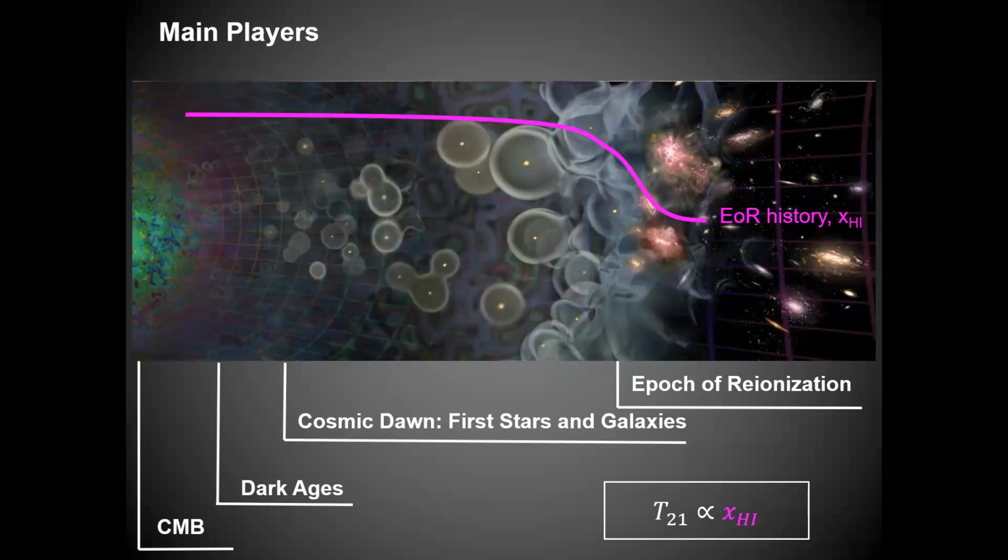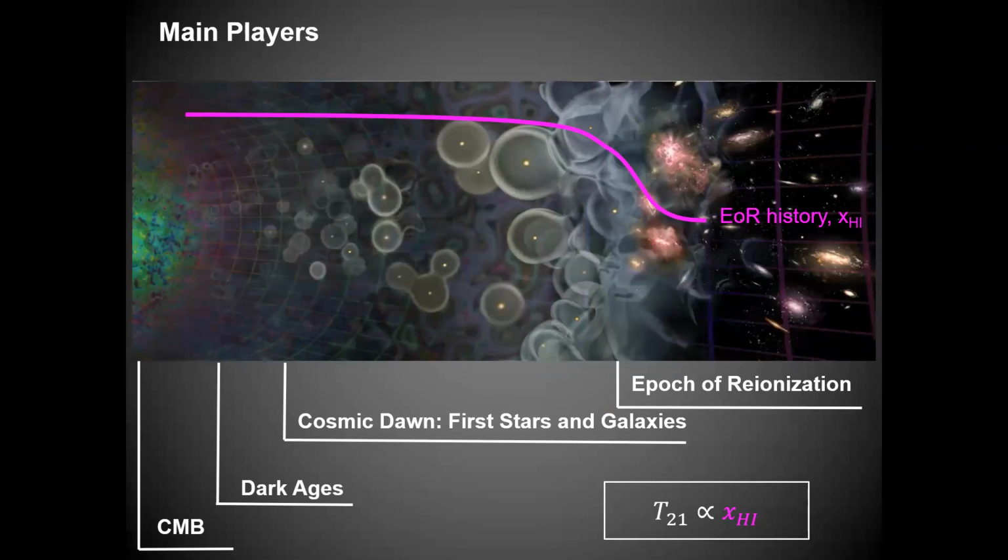So let's now try to understand what physical properties the signal can actually teach us about. First of all, it's a neutral hydrogen signal, and it's only produced by hydrogen atoms, so a proton and electron combined in the ground state. So every time we have neutral hydrogen in the universe, we can detect the signal in principle.